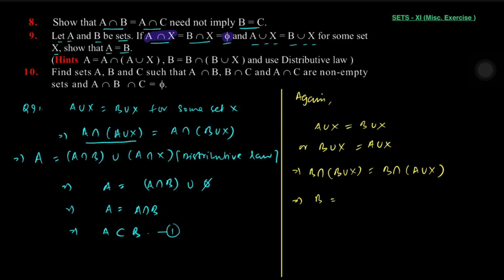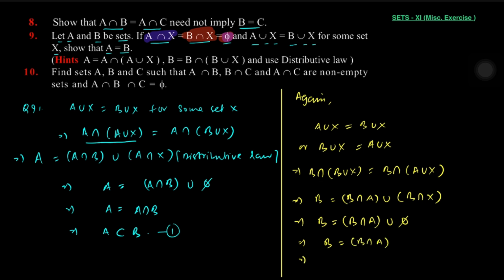And on the right hand side, we'll again be applying the distributive law, where we'll have (B intersection A) union (B intersection X). So this will imply that B is equal to (B intersection A) union phi, as again it is given that B intersection X is equal to phi. That implies B is equal to B intersection A. This implies that B is a subset of set A.